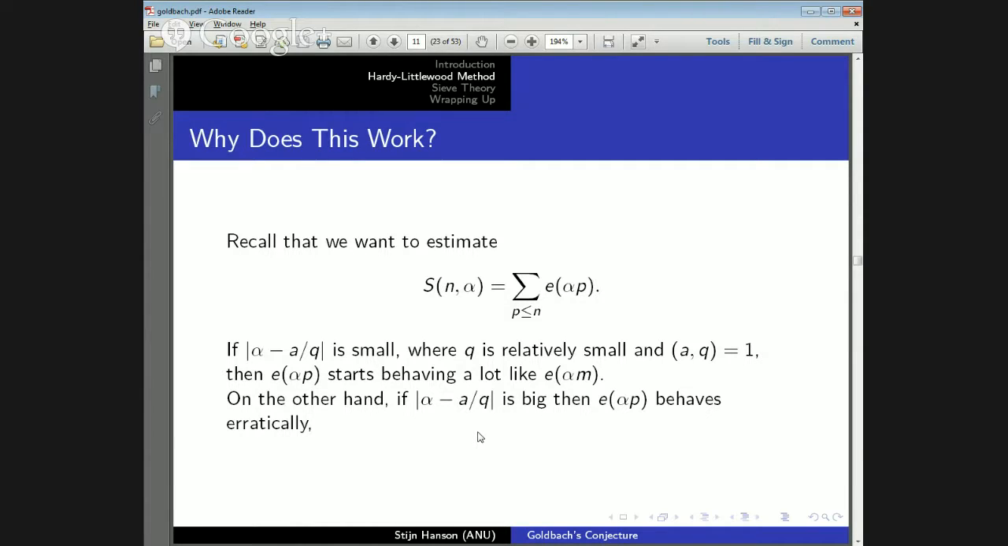So essentially we break it into these parts. We applied the really crude estimates to the minor arcs where alpha minus a over q is big, and we have much more sophisticated estimates for when it's small. And that's the main idea behind it. So there's a lot more technicalities that go into it.